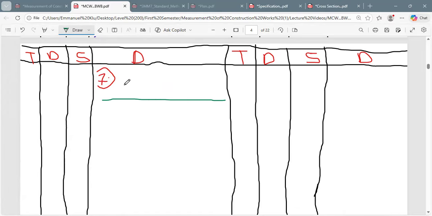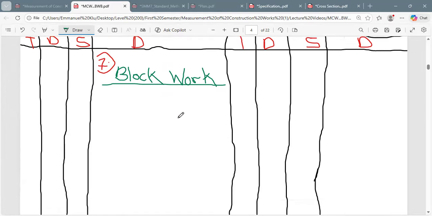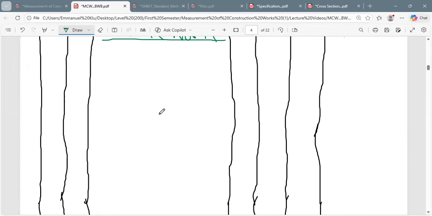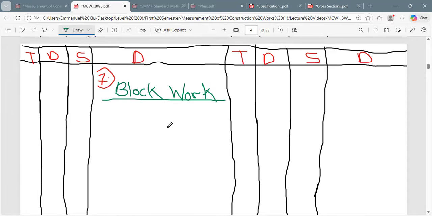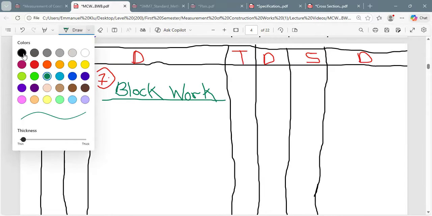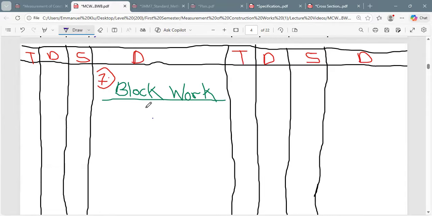Okay, so the 7 is our block work. For the block work, we have to start from the height. The height of the block wall. We have to start from the height, and this is a height above ground. So let's start from the height.